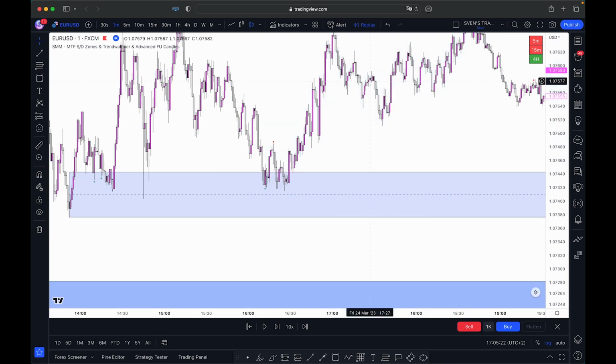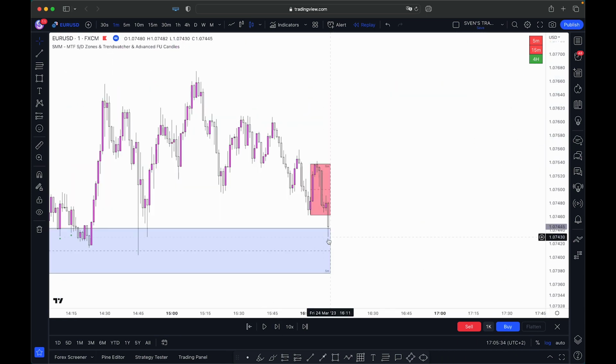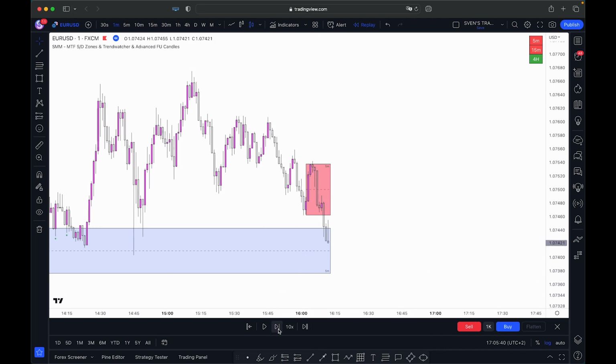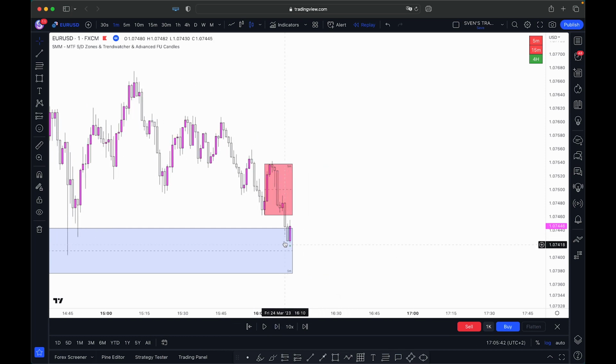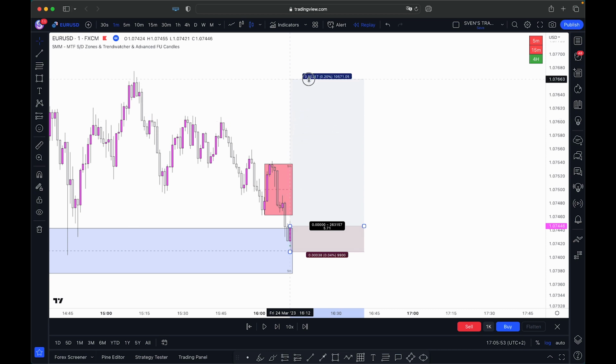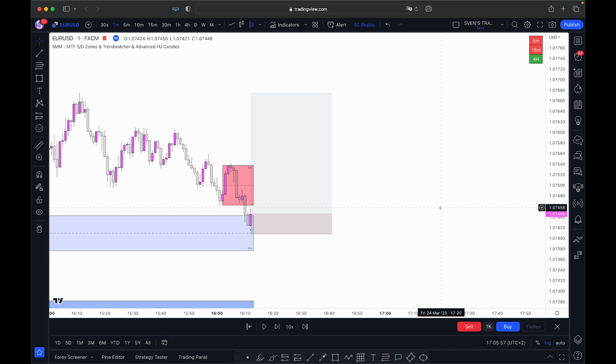So let's use the replay mode quickly. Alright, so we have the demand zone over here. Let's see what price is doing. Alright, so it placed a buy signal. So we place the entry here on the close, stops on the equilibrium, and then we target this area over here. And let's see how it plays out. Of course, this is a textbook entry, but just to show you guys how powerful it is.